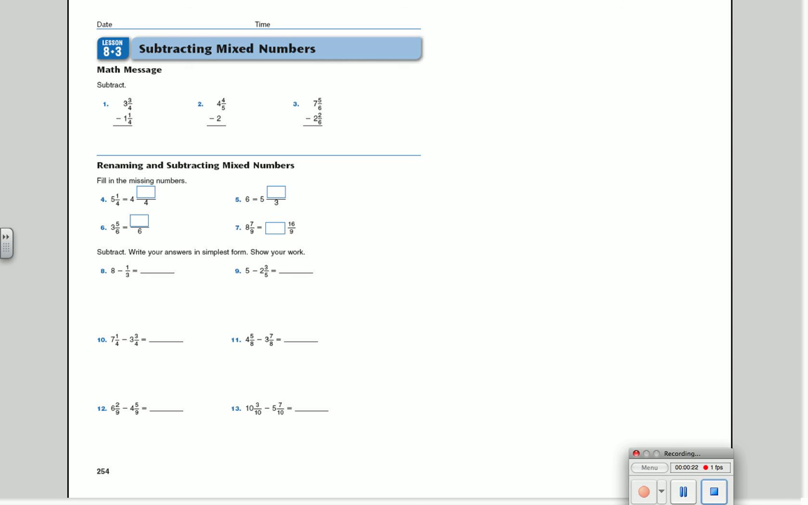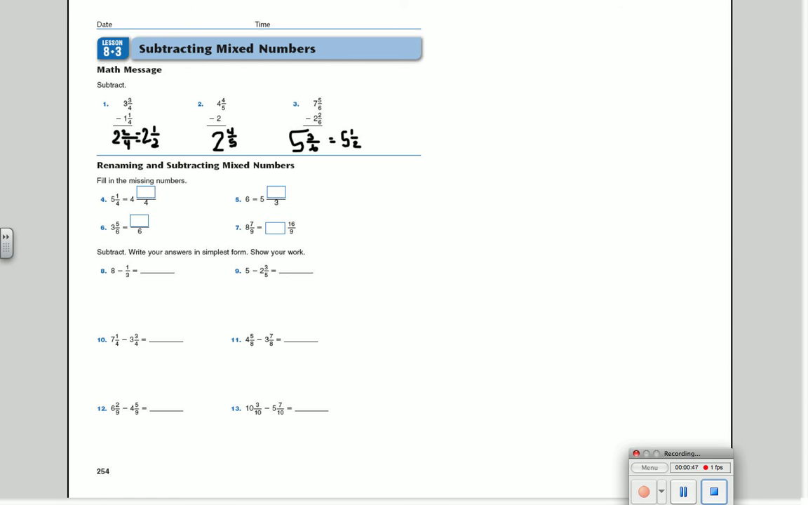To begin, please find page 254 in your student math journal. I would like for you to subtract the first three questions at the top of this page. These are pretty straightforward. All you need to do is subtract the whole numbers and then subtract the fractions, and you should have your answer. Please pause the video and check in with me when you are done.